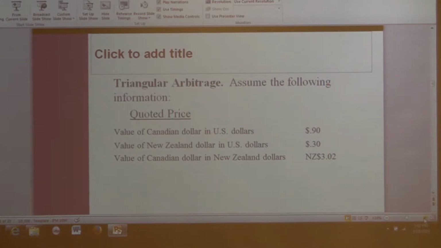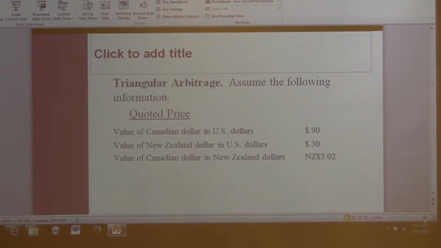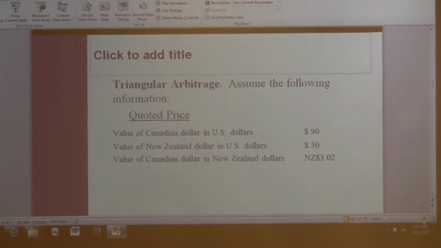Okay. So how do we make any money out of this? If you are somebody who has money in currencies, this might give you the opportunity to make some profits very quickly. Okay. And how do we do that?